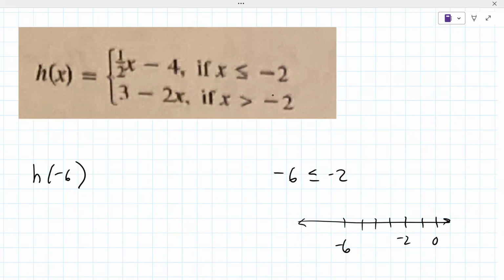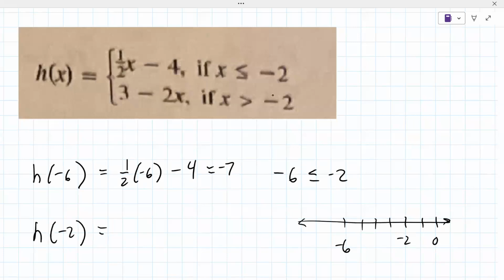So then that would be true. So, yes, this one is less than or equal to negative 2, so use the top one. So then I would take 1/2 times (minus 6) minus 4. Yes. That equals minus 3 minus 4 equals negative 7. There you go. Now, how about H of negative 2?